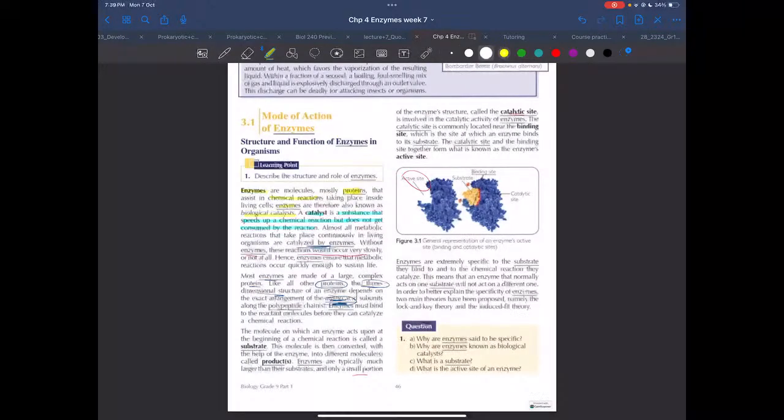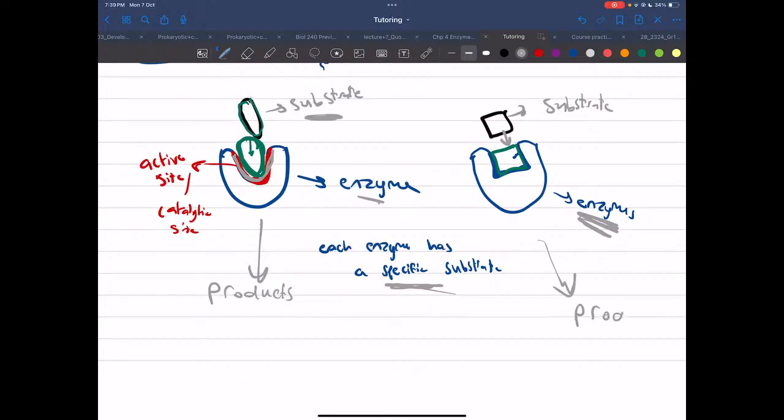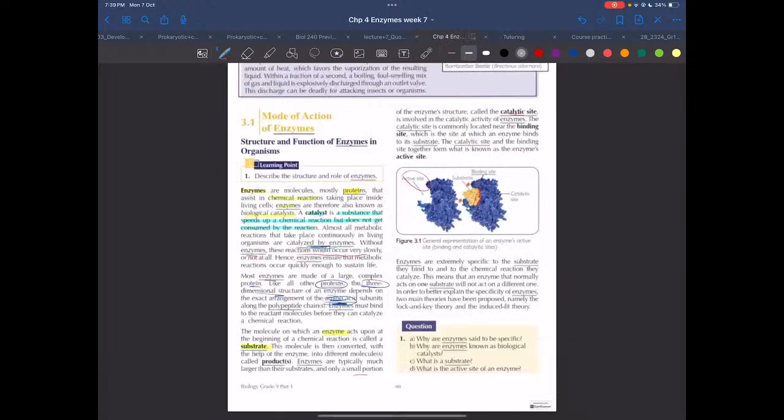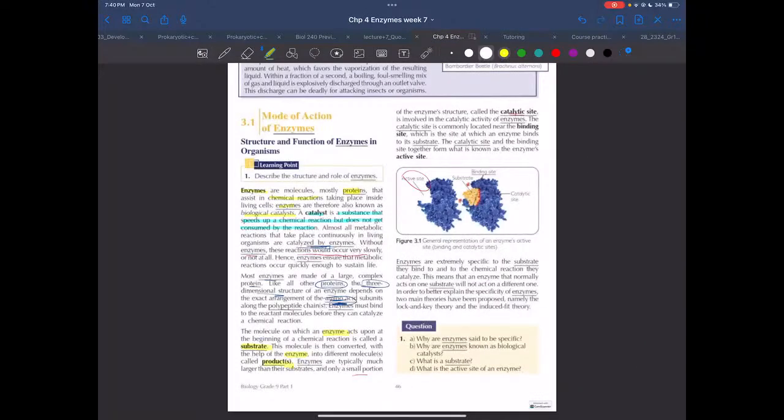So look at what they say in the book over here. They're saying that an enzyme acts on a substrate. Of course, once the substrate binds to the active site, we have a reaction, and then we release products. So the substrate is converted with the help of the enzyme into different molecules called products. And enzymes are typically much larger than the substrate, of course, because if the substrate were larger than my enzyme, how would the reaction work? The enzyme is the one helping the reaction, so it has to be a larger molecule.